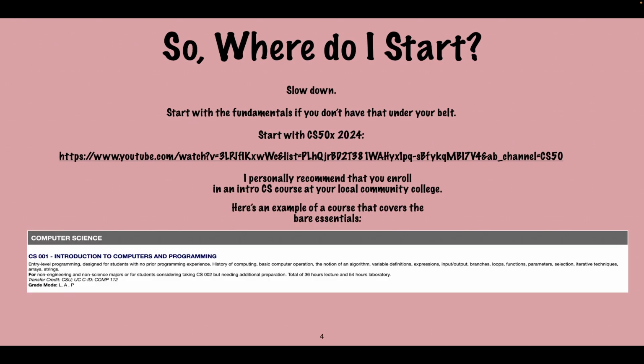So here's an example of an intro level CS course. If you take a look at the description, you'll see entry-level programming designed for students with no prior programming experience. So if you don't have the fundamentals, this is where you have to start.